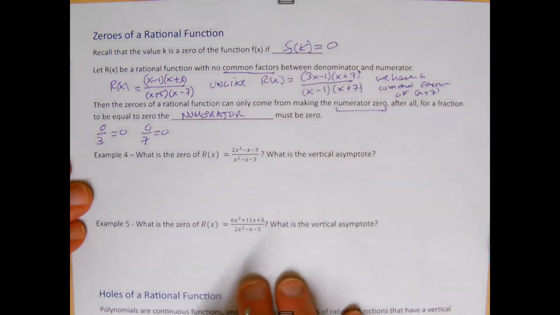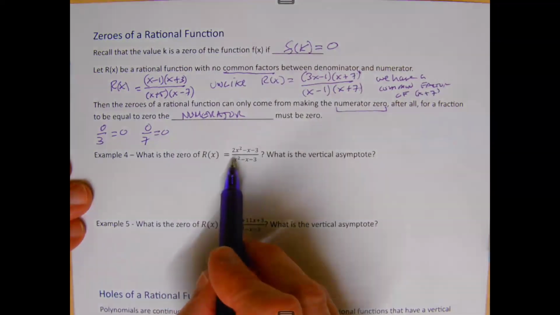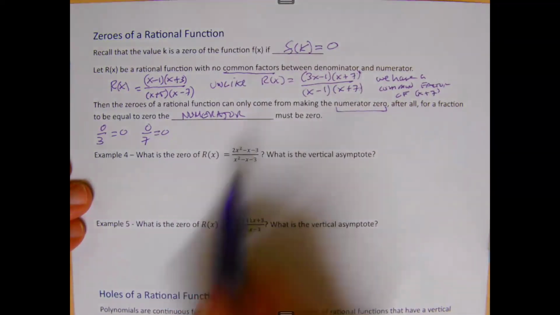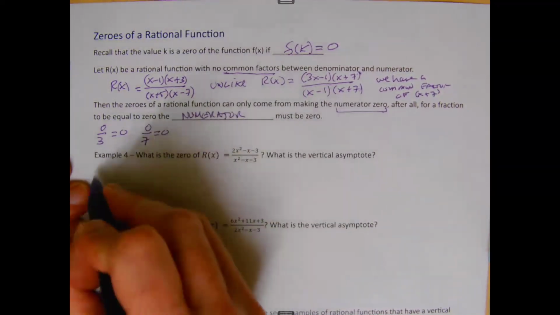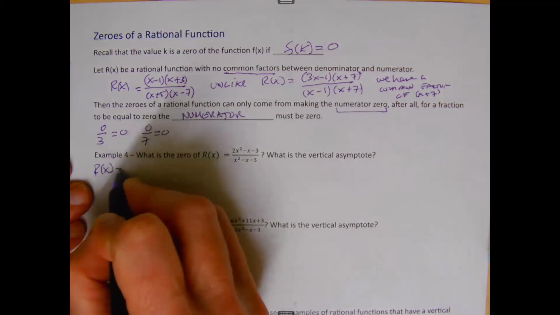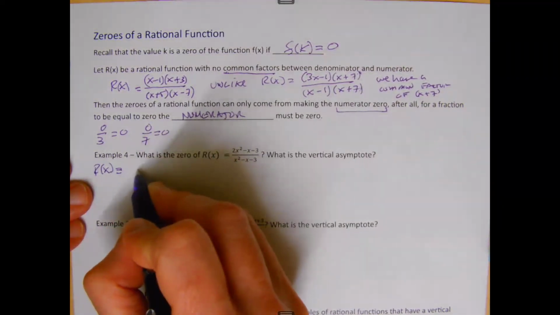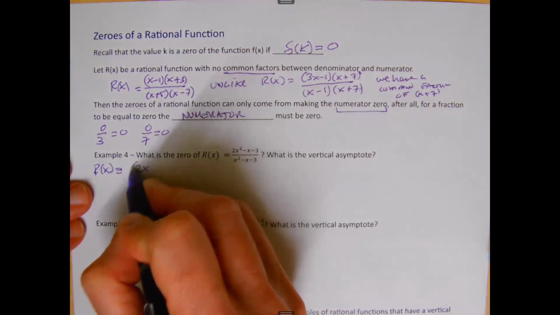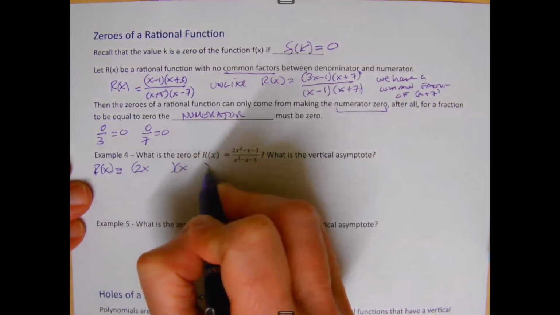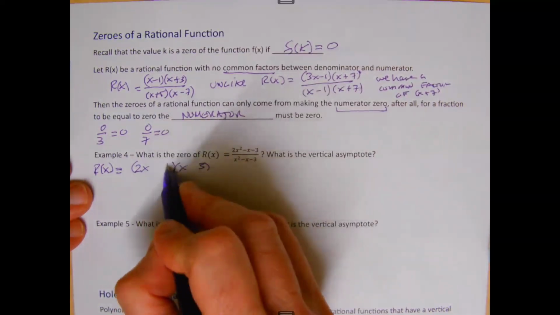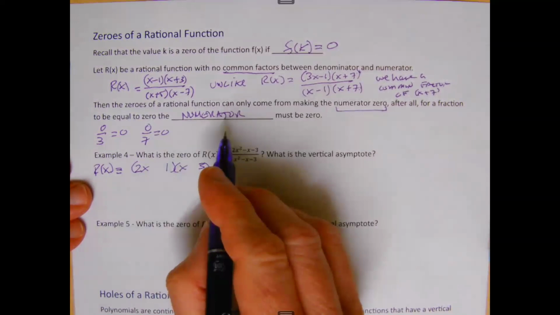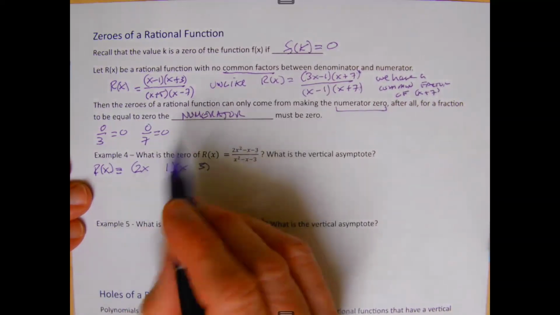Okay, so for example, let's do a quick one here. What is the 0 of R(x) equals 2x squared minus x minus 3 divided by x squared minus x minus 3? First of all, what I'm going to do is factor numerator and denominator. This is prime, and this is prime.